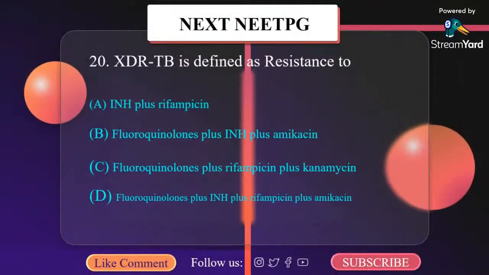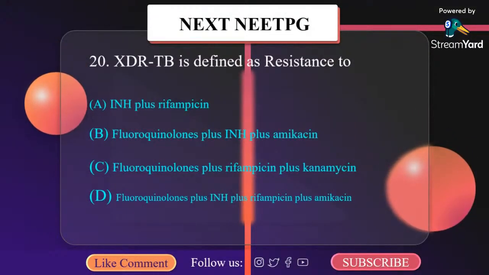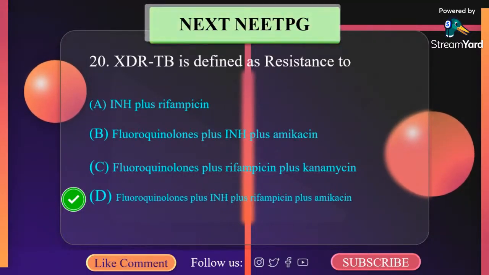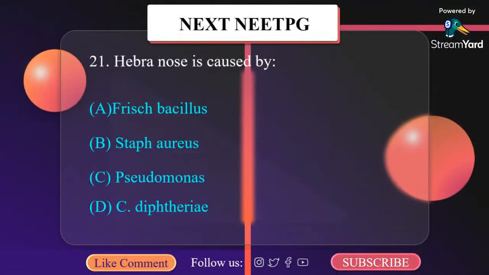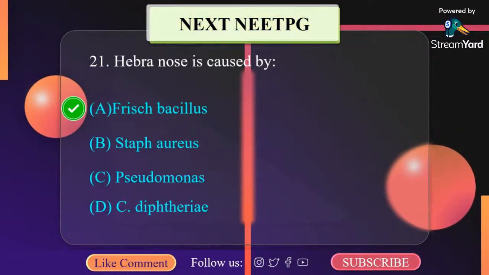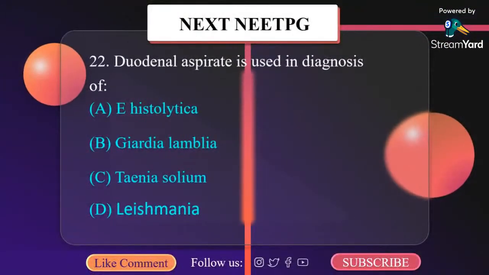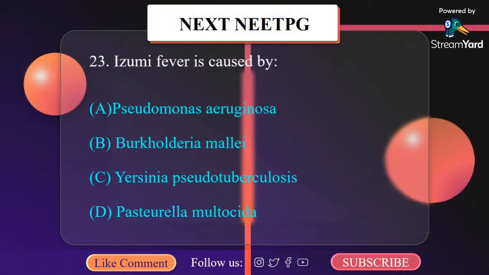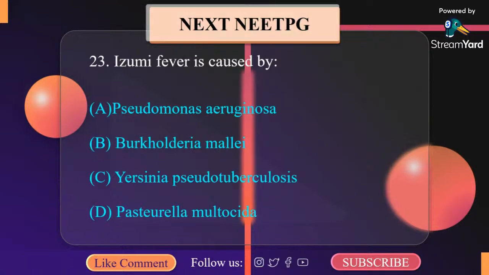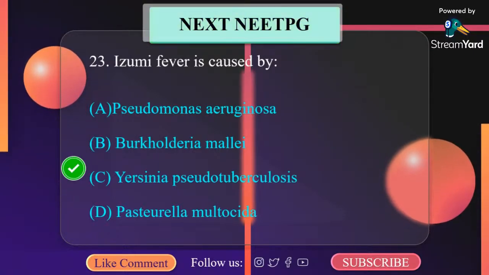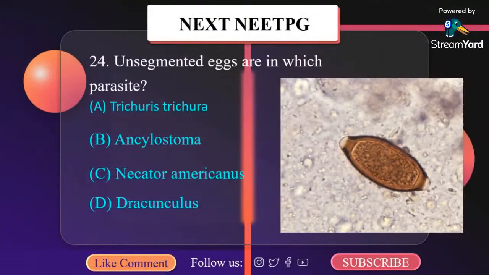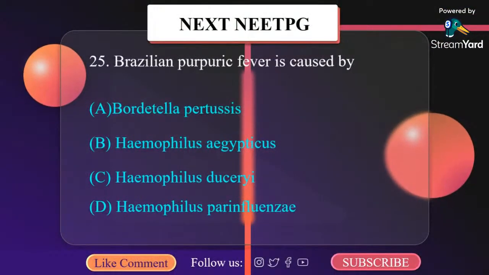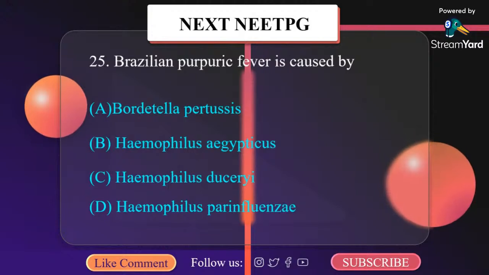XDR-TB is defined as resistance to fluoroquinolones plus INH plus rifampicin plus amikacin. Hansen's disease is caused by fish bacillus. Duodenal aspirate is used in diagnosis of Giardia lamblia. Izumi fever is caused by Yersinia pseudotuberculosis. Unsegmented eggs are seen in which parasite? It is Staphylococcus stugida. Brazilian purpuric fever is caused by Haemophilus aegyptius.